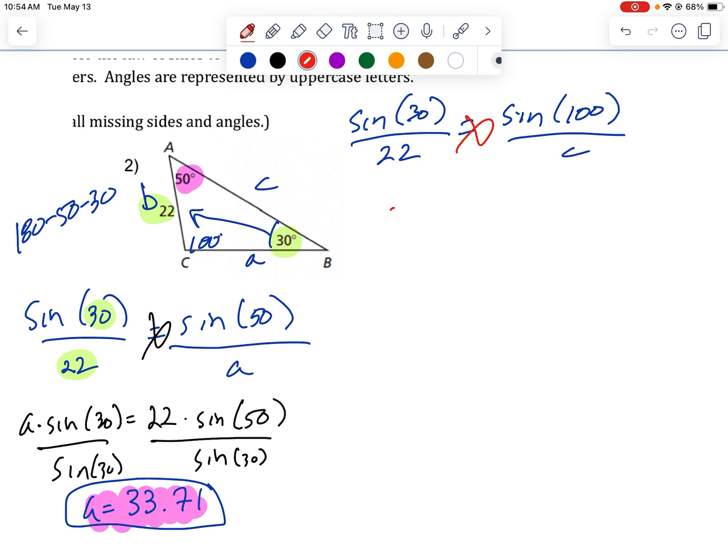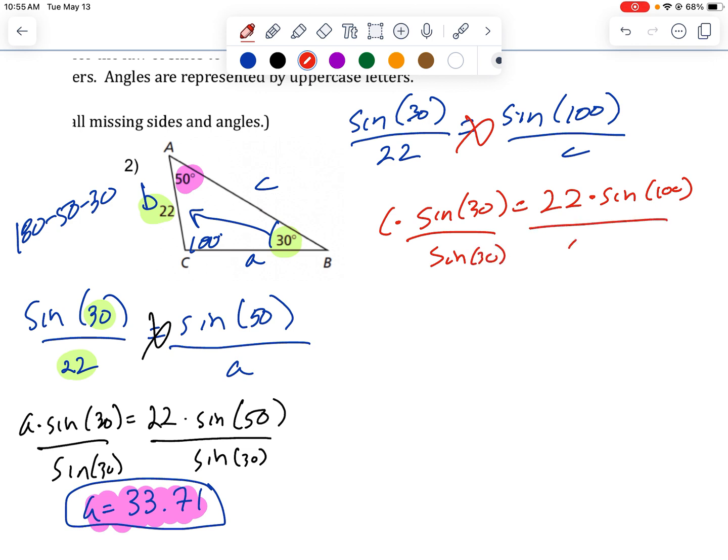Hopefully we're getting better at this. I mean, the trickiest part probably is just the setup, and then the cross multiplication shouldn't be too bad since we did a ton of that last unit. For C, I got 43.33.